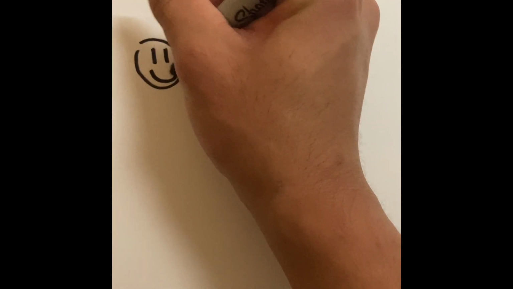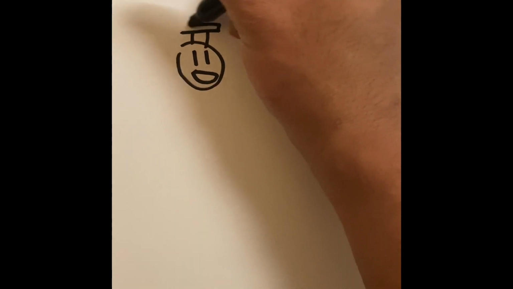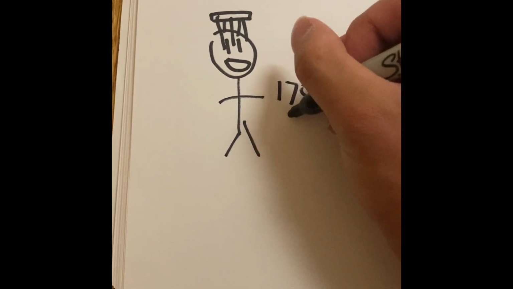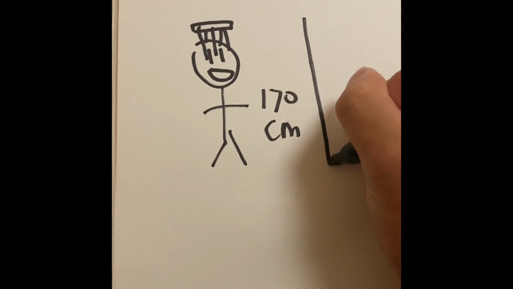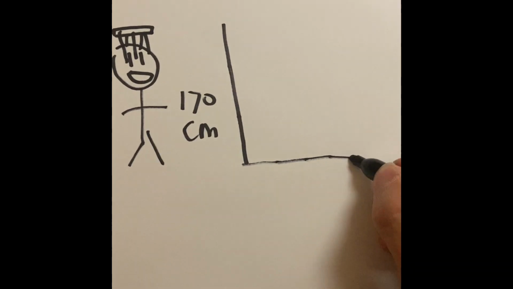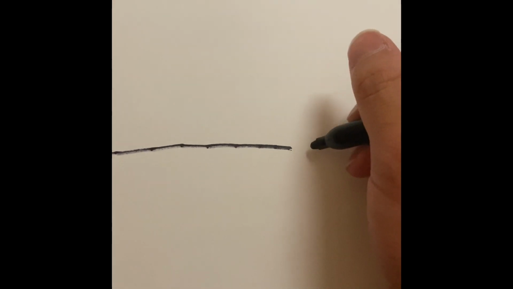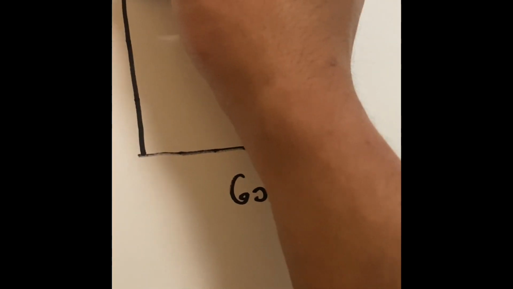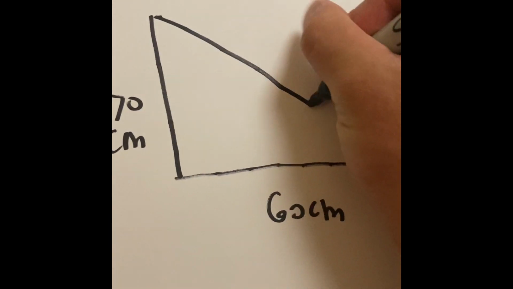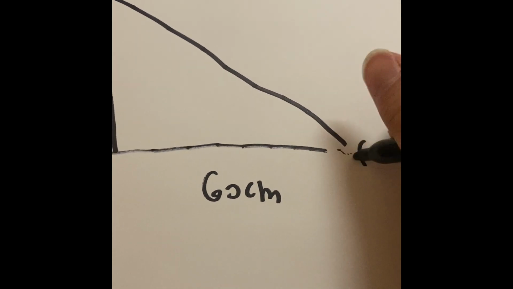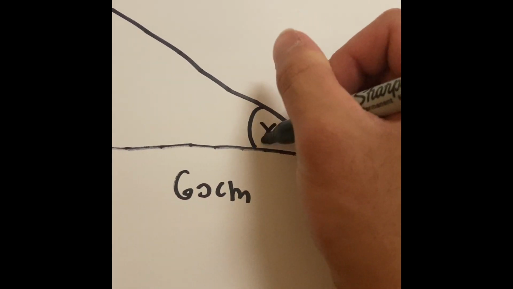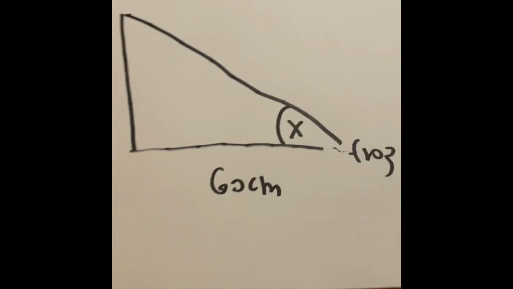So here's what's going to happen. We have a Chinese emperor who is very, very happy. And he stands 170 centimeters tall. The frog that he's looking down on is going to be 60 centimeters away. And his eyes, let's say his eyes are right here, are looking at the frog that's croaking. Ribbit. So what we have to do is find this right here. Find what x is, the angle of depression.